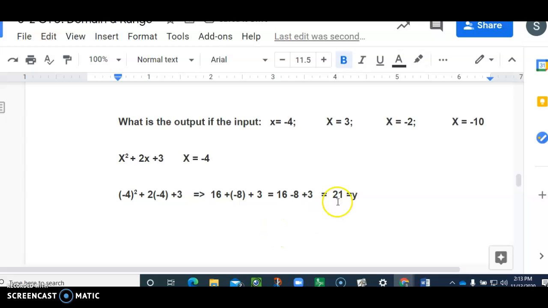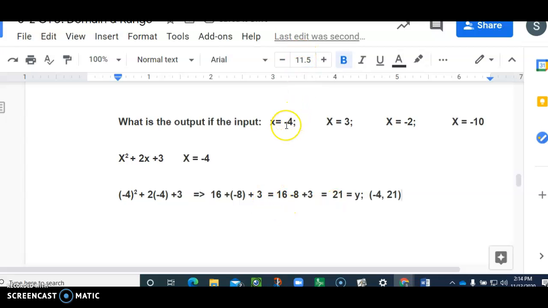So if y is 21 and x is negative 4, what is my ordered pair? My ordered pair is going to be x, so that is negative 4, comma, and then 21, close parenthesis. That's my ordered pair, and I'm done.